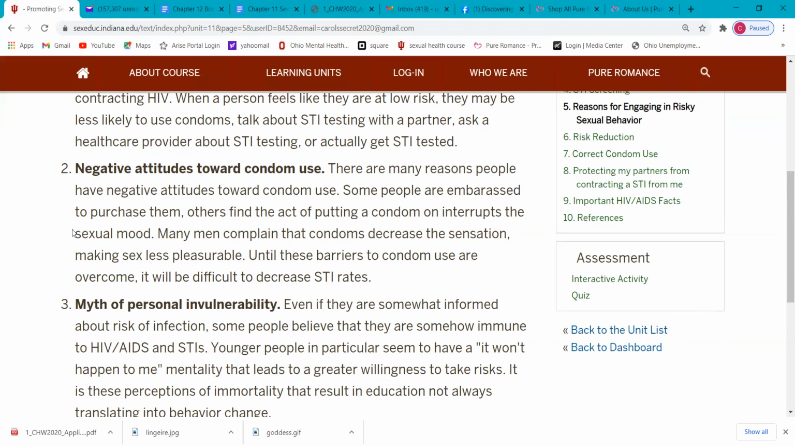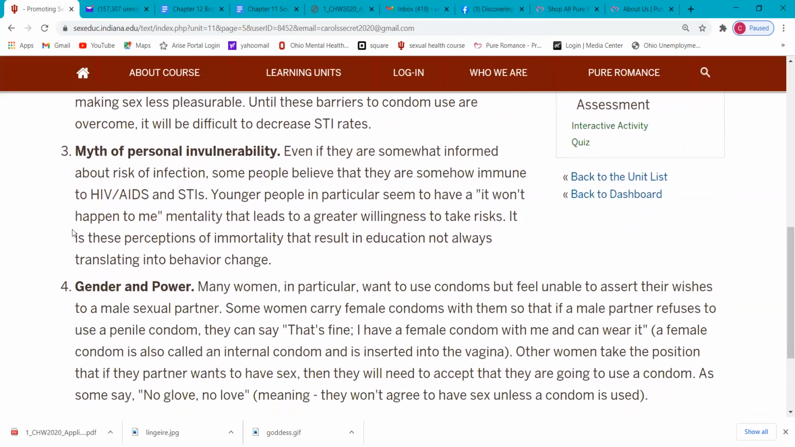Three, myth of personal invulnerability. Even if they are somewhat informed about the risk of infection, some people believe they are somehow immune to HIV, AIDS, or STIs. I ain't worried about that.